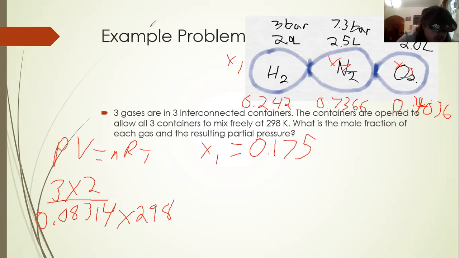Well, the second one, chi2, is going to be 0.7366 divided by the sum of all those, 0.5329.